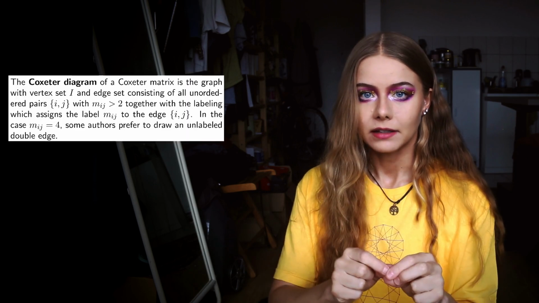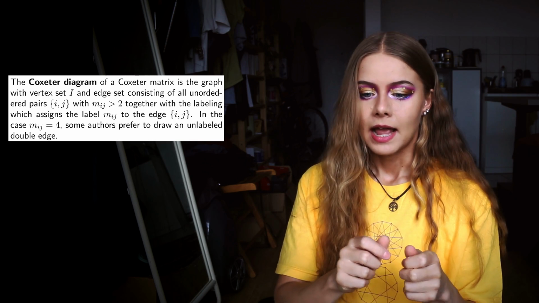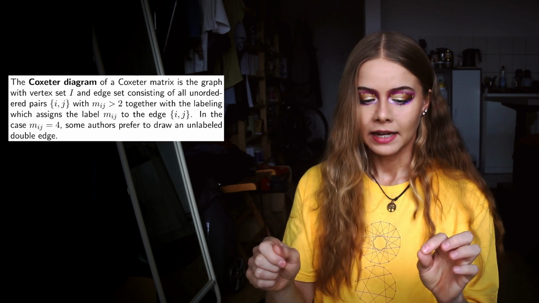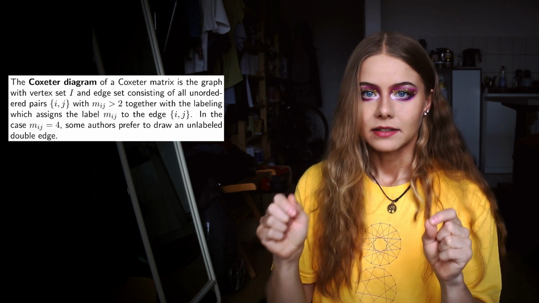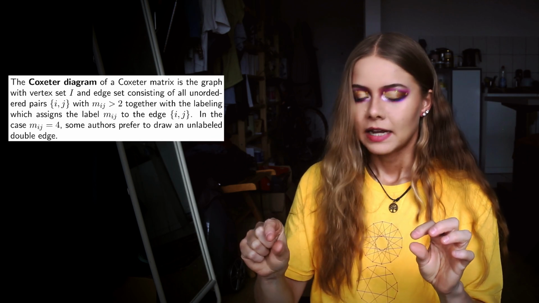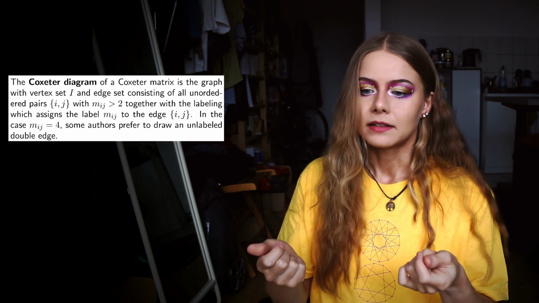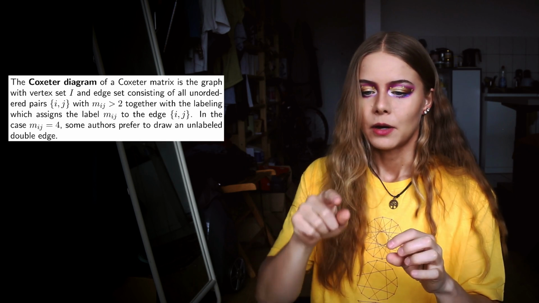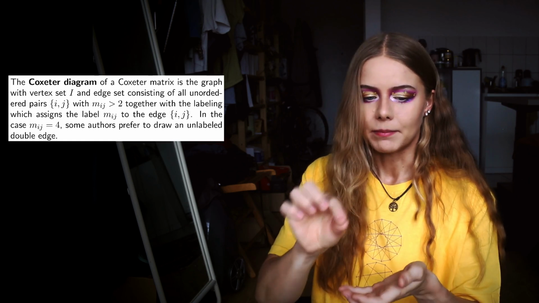And we can do that by drawing a vertex for every generator, so for every element i in I. And if we have two vertices, i and j, then we connect them by an edge if m_ij is strictly greater than 2, and we may draw a double edge if m_ij is 4. And if m_ij is greater than 4, then we label the edge by m_ij, the number that is m_ij.